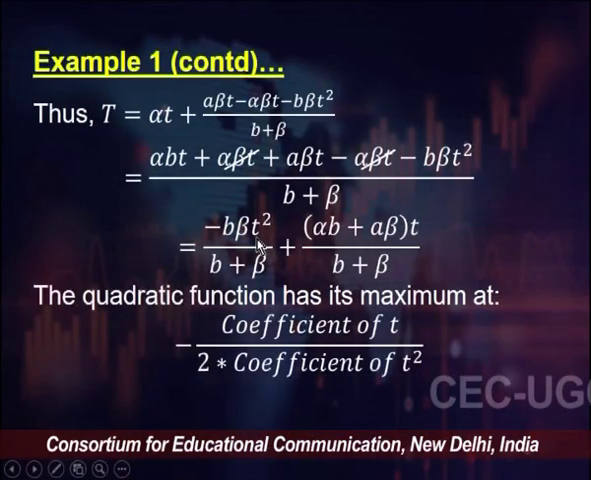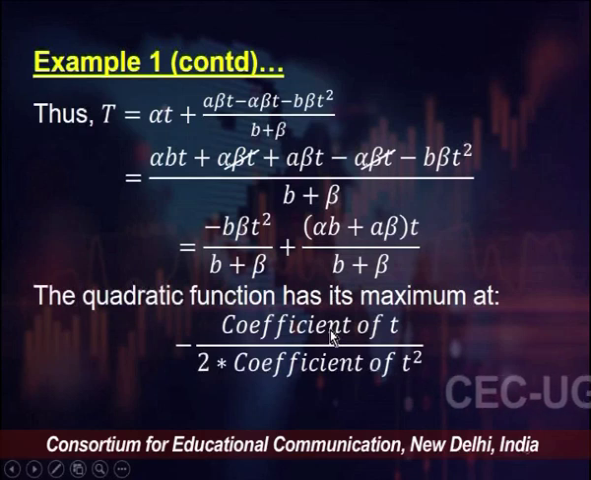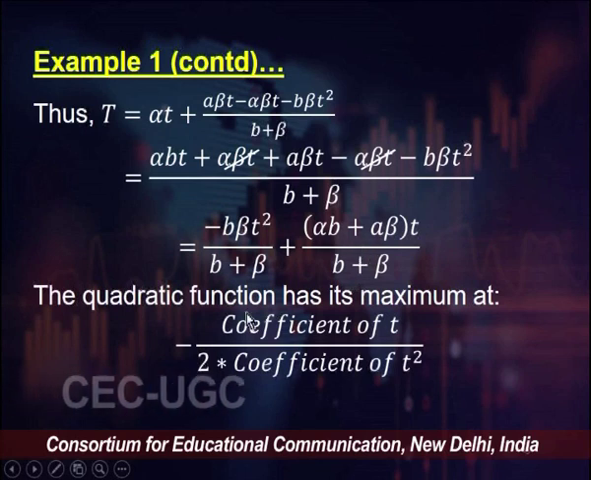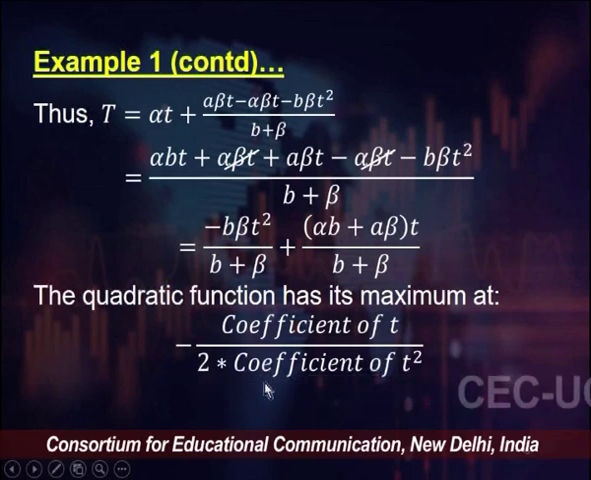But if you are still not familiar with the calculus, you can use the results that we had developed for quadratic functions. And here you can see that, first of all, because the coefficient of t squared is negative, that indicates that we have a maximum. At what point? The quadratic function will have its maximum at the point which is given by the coefficient of t divided by 2 times the coefficient of t squared, with a negative sign in front.